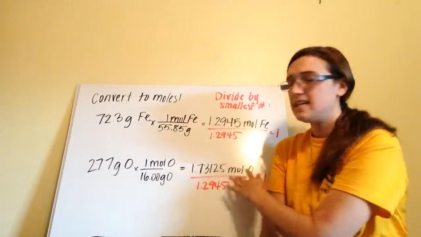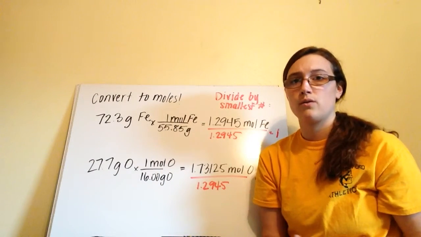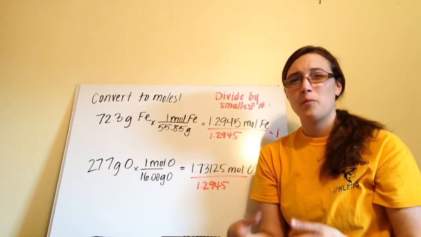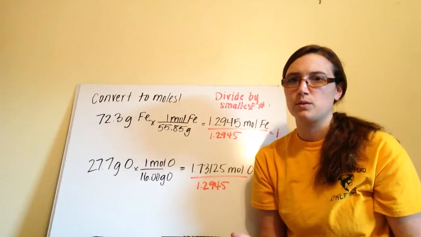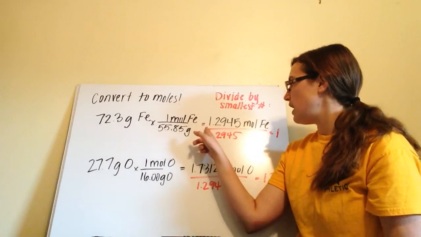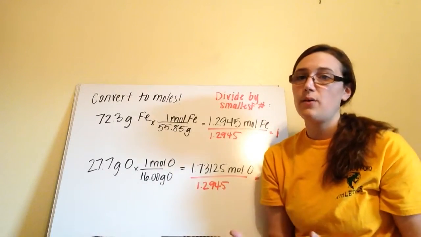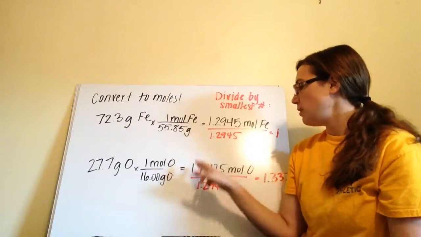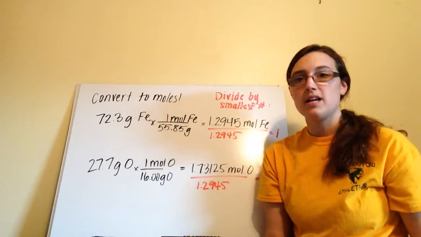I would recommend leaving this unrounded as you work through these empirical formula problems, because the more significant figures you have, the more exact your answer, and then you're going to know if you have to use that 0.05 rule or not. So we have our iron, we have our oxygen. The next thing that we have to do is divide by the smallest number. So if we compare our iron to our oxygen, notice that iron is the smallest.